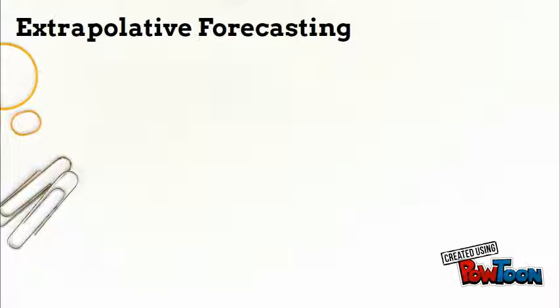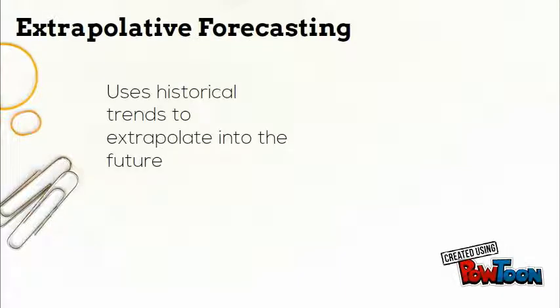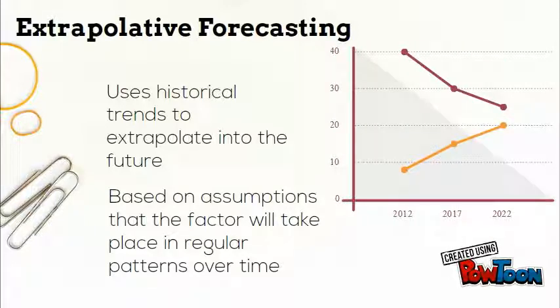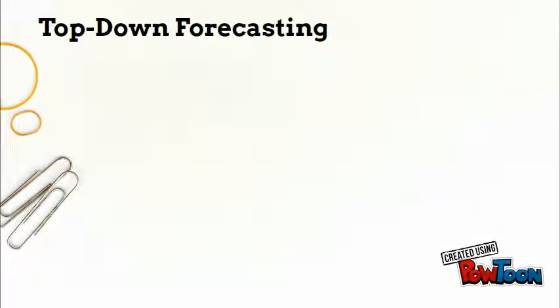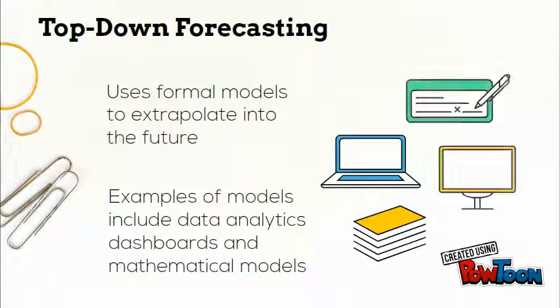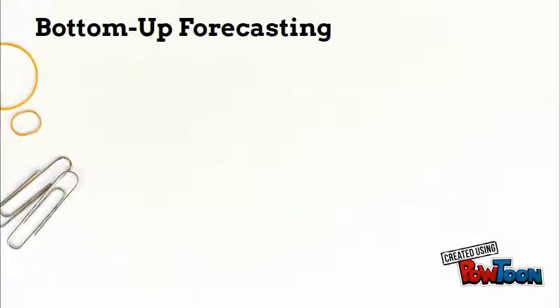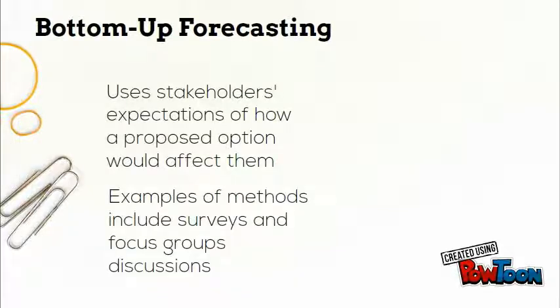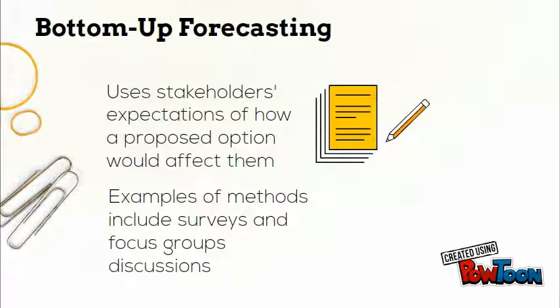Extrapolative forecasting uses data trends from the past to forecast what will happen in the future. While top-down forecasting uses formal models to forecast. Bottom-up forecasting gathers inputs from stakeholders. Often, a combination of techniques is used.